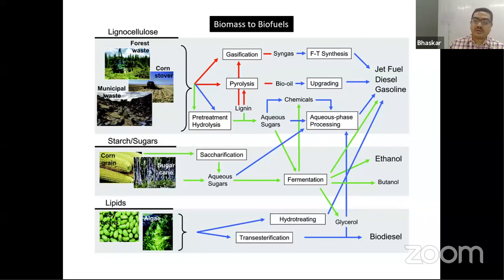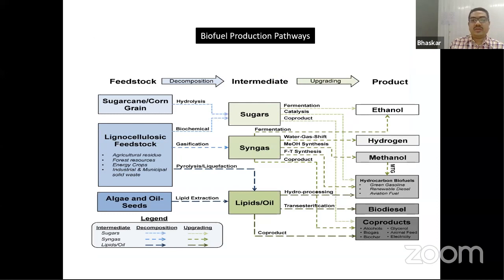We can hydrotreat also, and generate renewable diesel, and of course jet fuel also from the different processes. This pathway is similar to the previous slide: we can subject feedstock to hydrolysis, biochemical process, gasification, even pyrolysis, liquefaction, or lipid extraction. Majorly we get three types of intermediate products: sugar, syngas, or lipids.